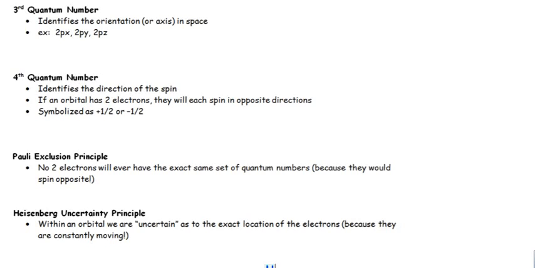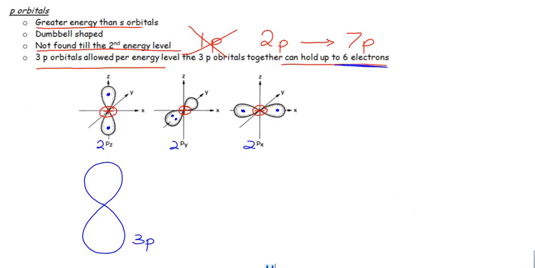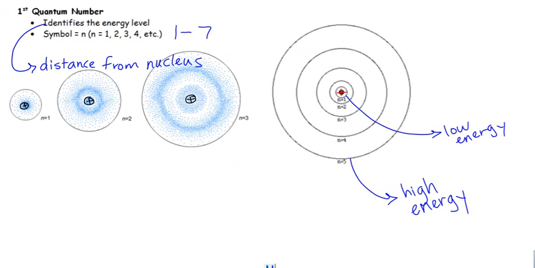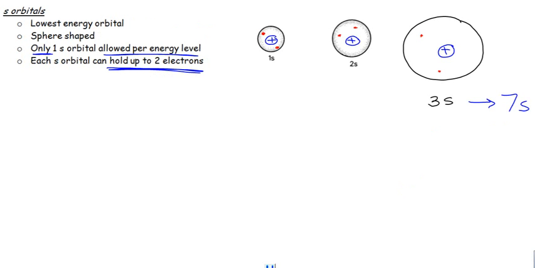Wrap up these quantum numbers. In the last video, we looked at the first two quantum numbers. If we backtrack a little bit, the first quantum number was a number, 1 through 7, that identifies the energy level of the electron, or the distance from the nucleus. Is this a high energy electron that's far from the nucleus, or a low energy electron that's real close to the nucleus?